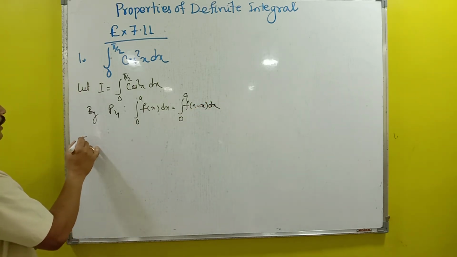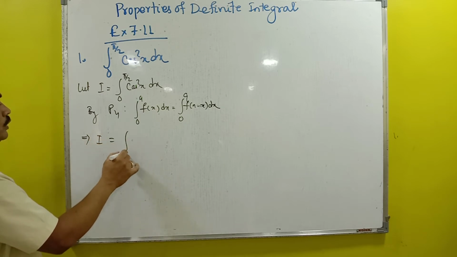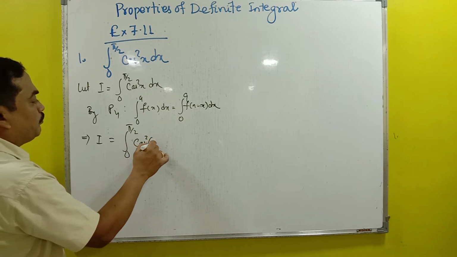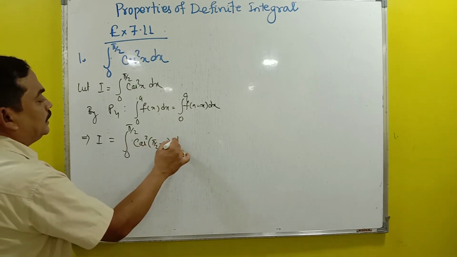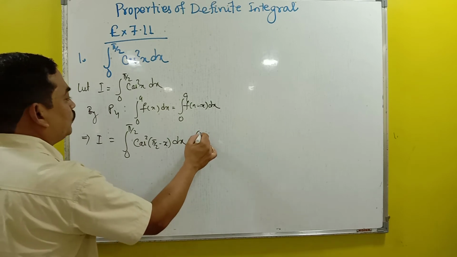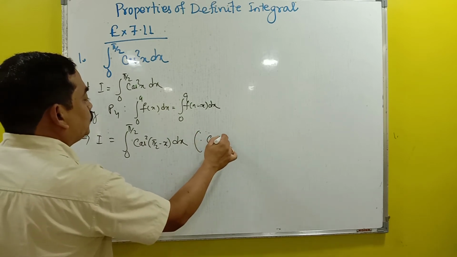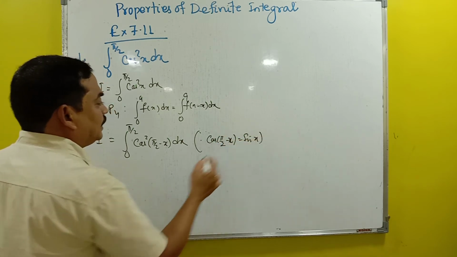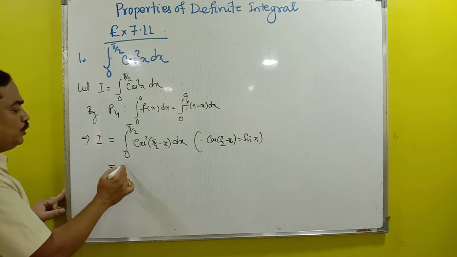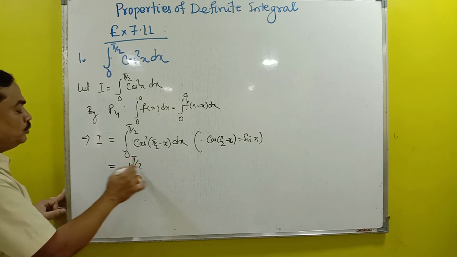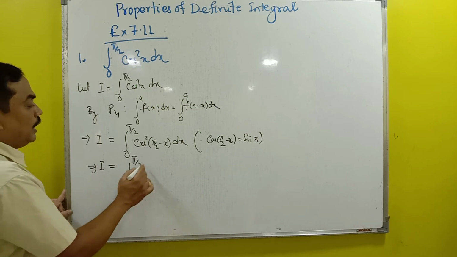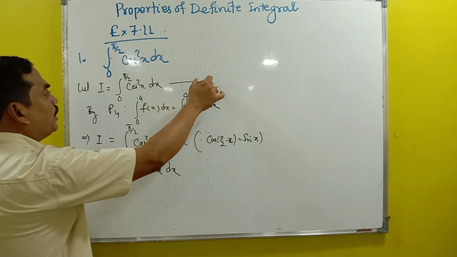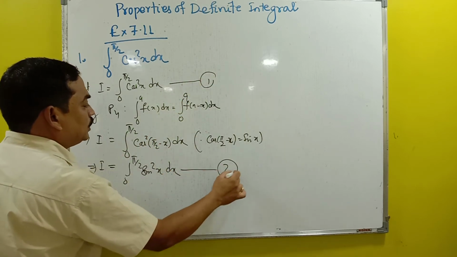By this property, this implies I is equal to the integral from 0 to pi by 2 of cos square of pi by 2 minus x dx. We know that cos of pi by 2 minus x is equal to sin x. So this will be reduced to I is equal to the integral from 0 to pi by 2 of sin square x dx. Name the first one as equation 1, and this as equation 2.